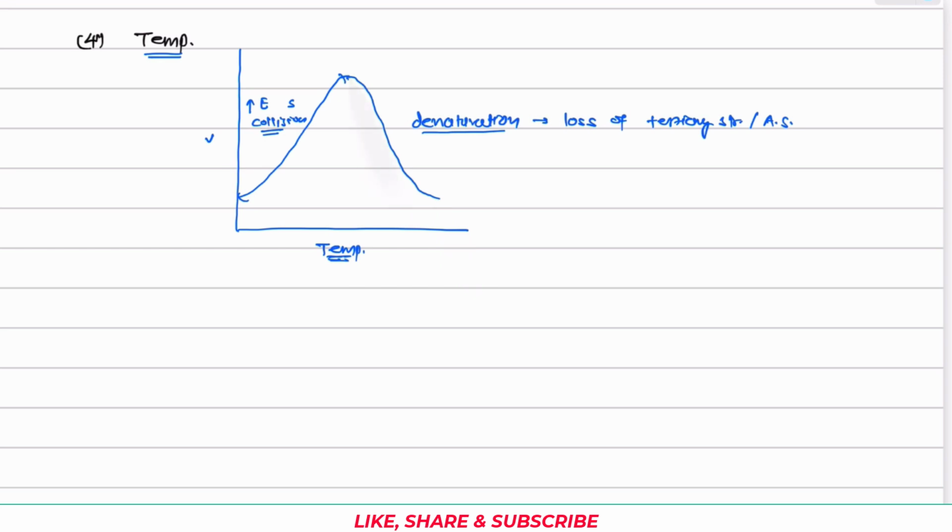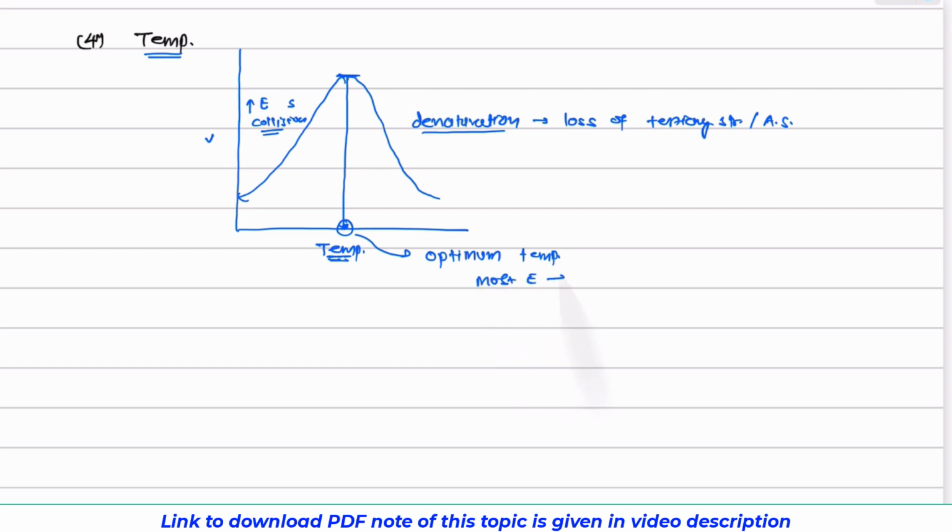So at a certain temperature we see a maximum velocity. That maximum velocity's corresponding temperature is known as the optimum temperature. And for most of the enzymes in our body, that optimum temperature is between 35 degrees Celsius and 40 degrees Celsius. But some enzymes don't have their optimum temperature in this range. Rather, some plant enzymes, for example urease, have an optimum temperature of around 60 degrees Celsius.